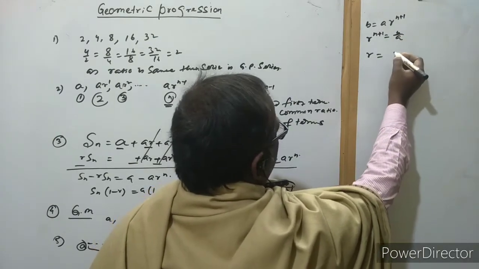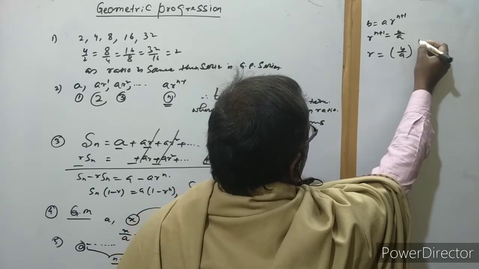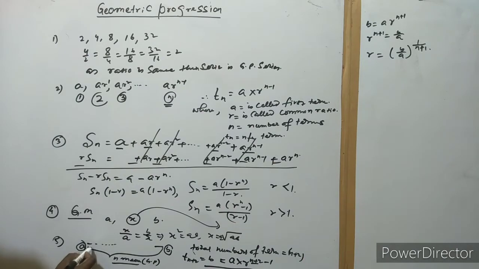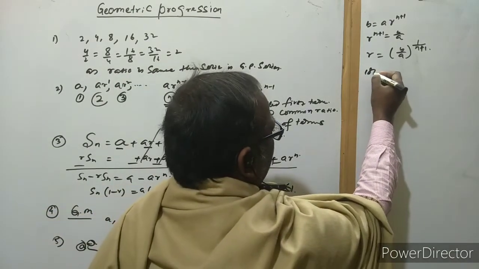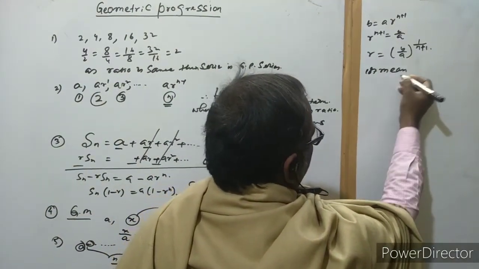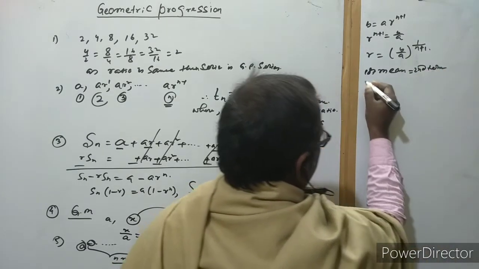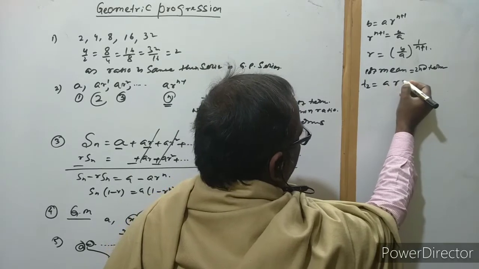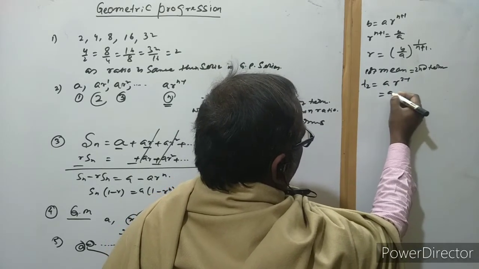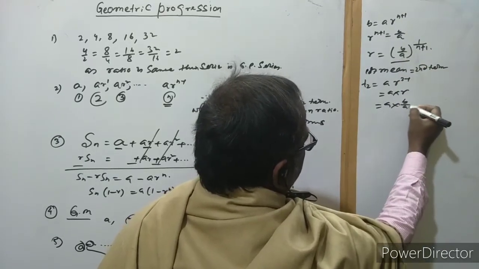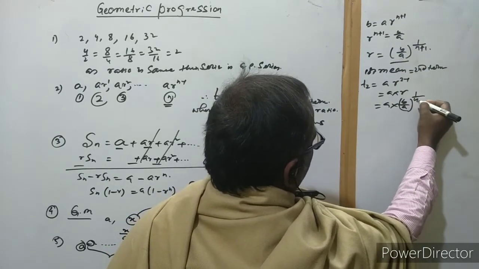So we find here r is equal to b by a, to the power 1 by n plus 1. Okay. If we find the first mean, this is the second term of the series. First mean is equal to the second term of the series. This is T2. You can write here a into r to the power 2 minus 1, so a into r. This is the first mean.